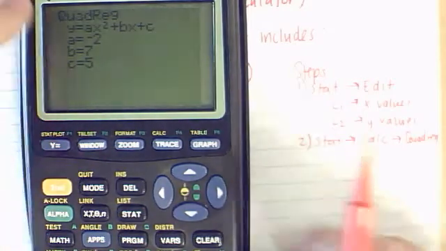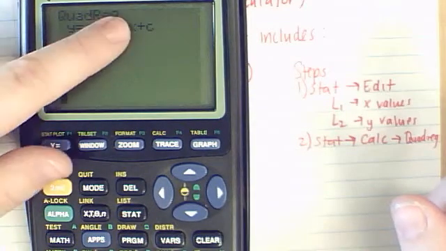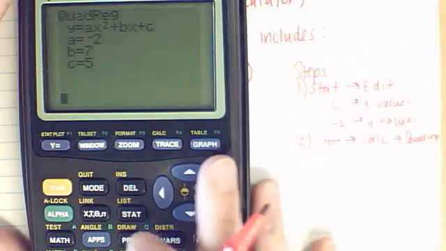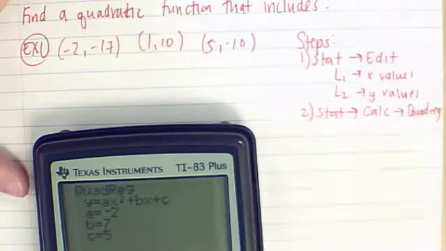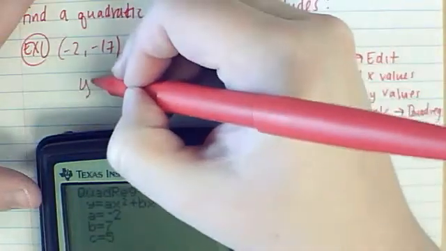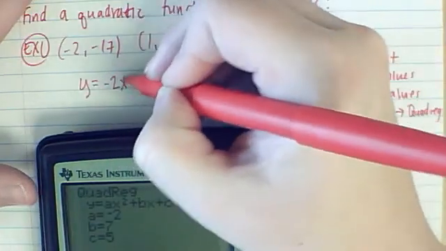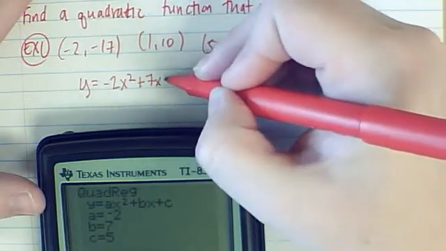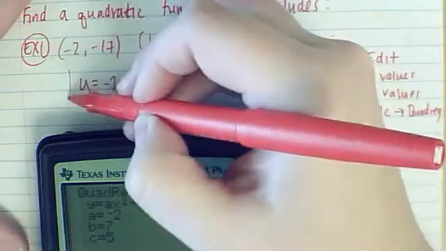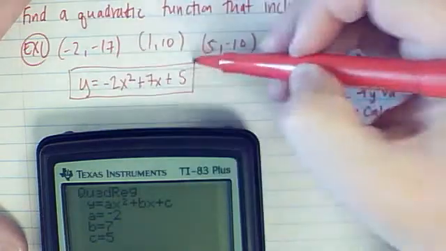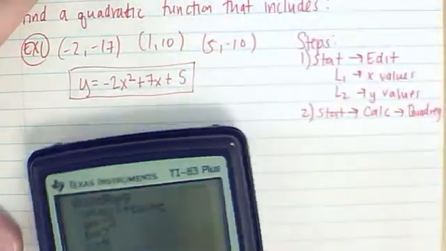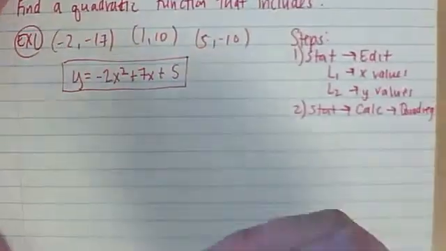So now, this tells me what my A value, my B value, and my C value are. So what you're going to do is take those numbers and plug them into that equation. So I have y equals, my A is -2x squared, my B is 7x, and my C is 5. So this is the quadratic function that goes along with those points. So those points should be on this graph. Alright, so that's how you do that.